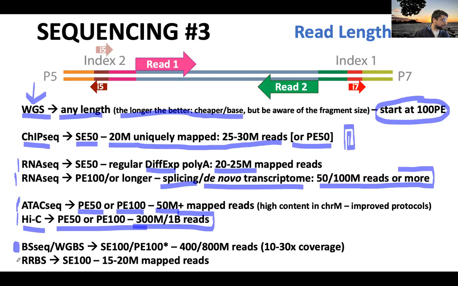Methylation studies, depending on the protocol that you use, need few reads, 10 to 20 million for a specific DNA methylation protocol. Or if you do the DNA methylation in the entire genome, then you need quite a lot, basically, okay?